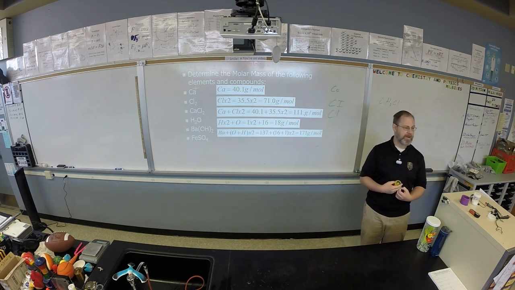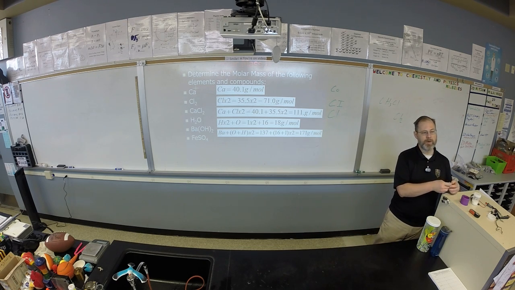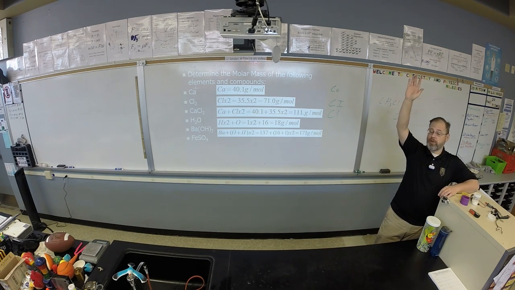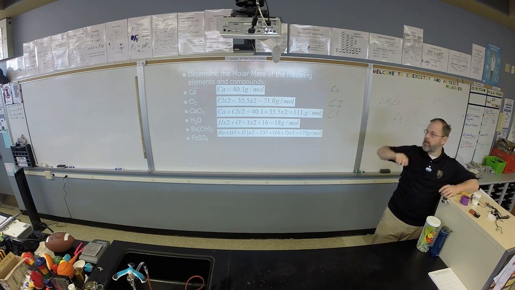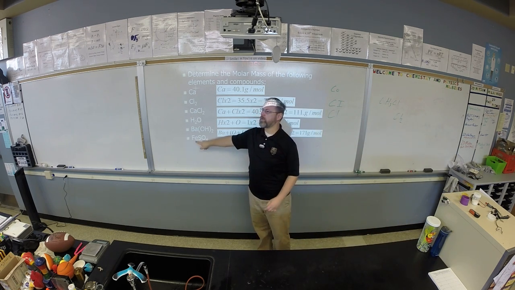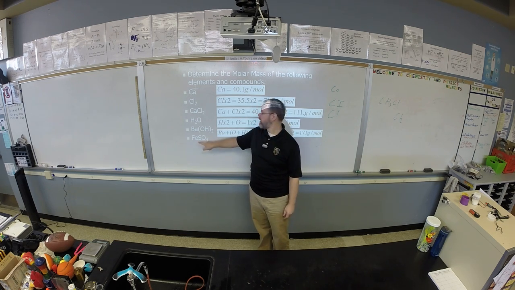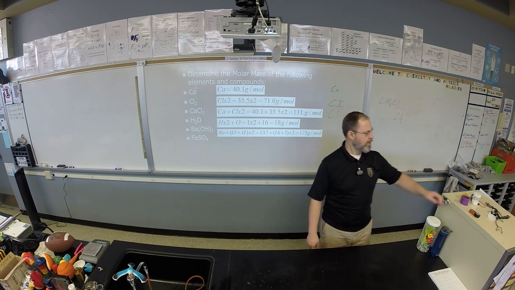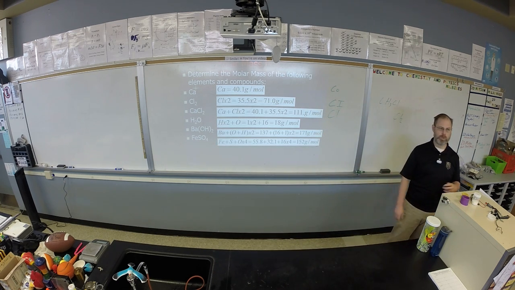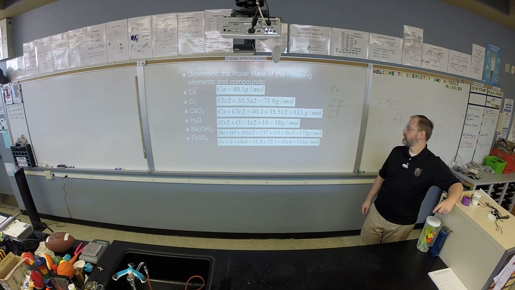Okay. Sounds like in the chatter you're ready to move on. If you got a number larger than 100, raise your hand. Larger than 110? Larger than 120? Larger than 130? Larger than 140? Okay, so we have iron, which is in the neighborhood of 55. Sulfur is 32, and then 4 times 16 is 64. Your number should have been 152. So if you didn't get 152, do you understand why you didn't get 152?